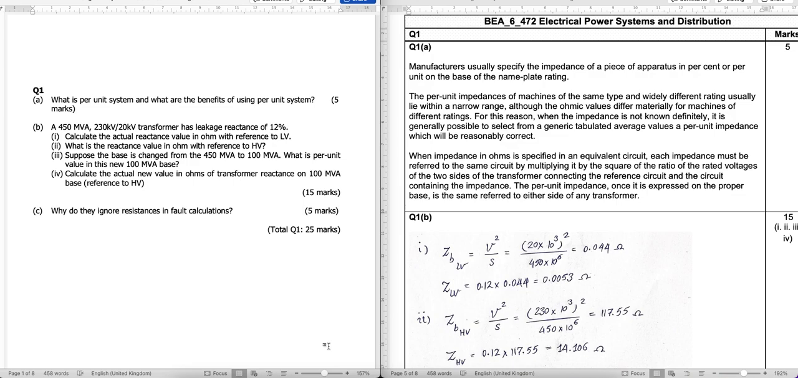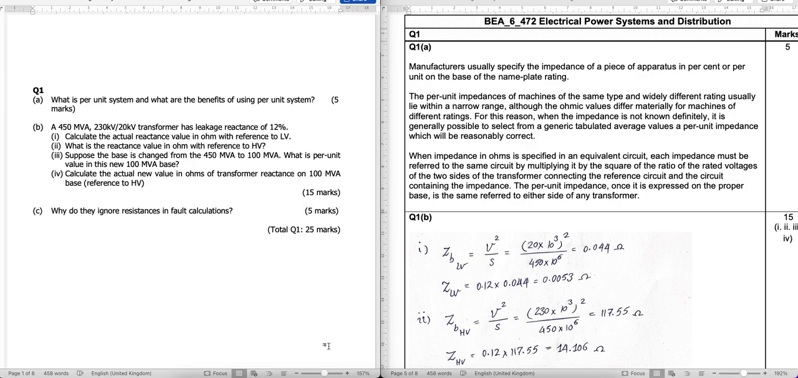So these are actually the questions related to the power system representation, per unit system, as well as the short circuit analysis. On the left side, I'm projecting the questions, and on the right side, I want to discuss the solutions on the marking scheme.